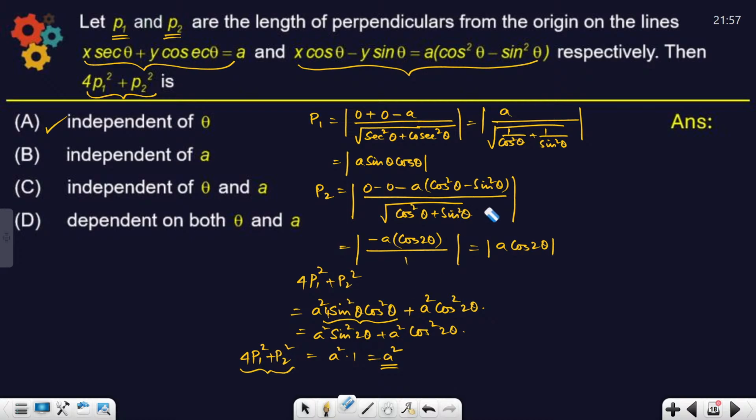Option A is correct. Is it clear to all? Okay. If you have any problem, you can comment in the comment section and I will definitely get back to you.